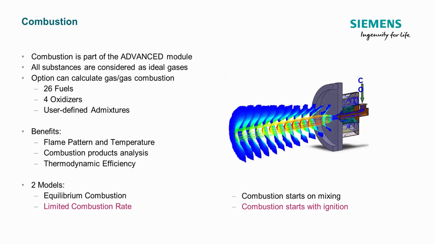There are two models for burning. These are equilibrium, which assumes instant mixture ignition on contact. This is a steady state analysis. The other is limited combustion rate, in which the fuel and oxidizer are mixed and then ignited with a heat source. This is a transient simulation and the one we'll be looking at today.